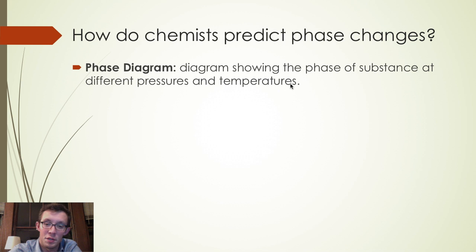We've learned these past couple of days that you can change the phase of a substance either by changing the temperature of its molecules, that is, how fast the molecules are moving, or by changing the pressure that's exerted on those molecules, how closely those molecules are forced together.